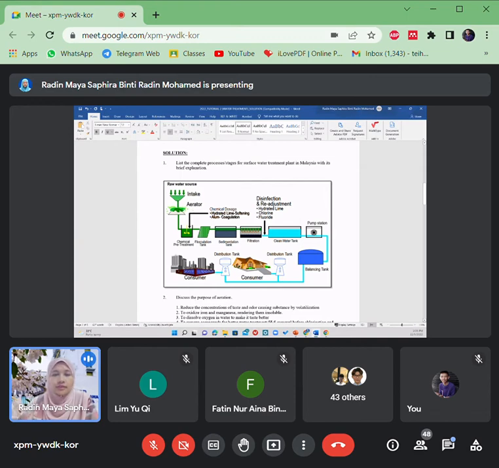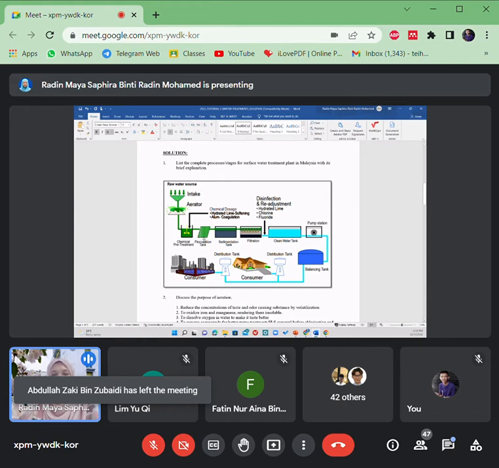Okay, saya tunjuk kat sini lah. Aeration, then pre-treatment, that means this is the mixing of chemicals. Chemicals in order to, either some water needs to do the softening, which means you need to add the hydrated lime, or in this process you also need to add alum as a coagulant to do the coagulation process. Okay, so kat sini lah.